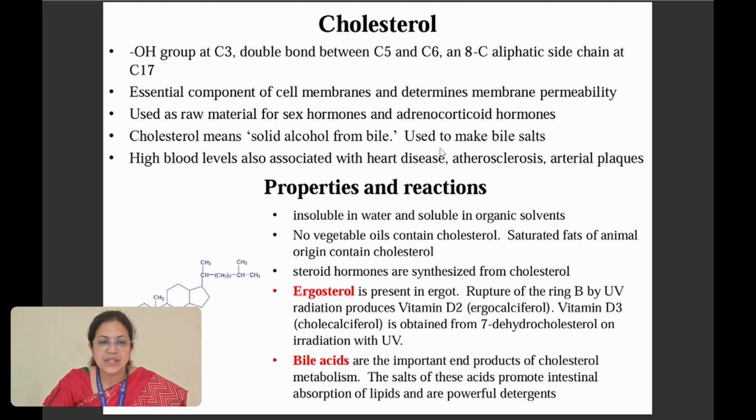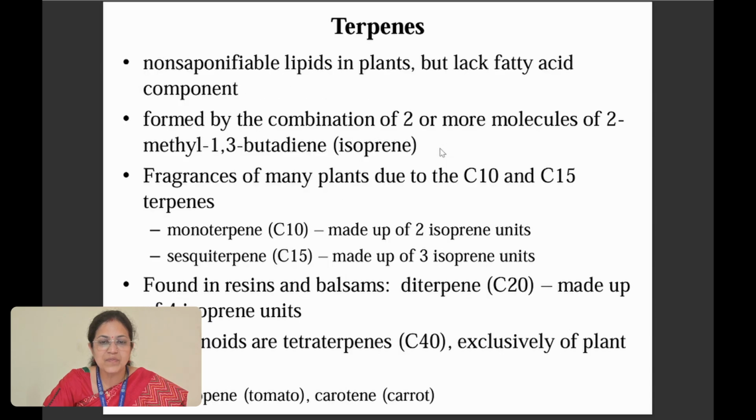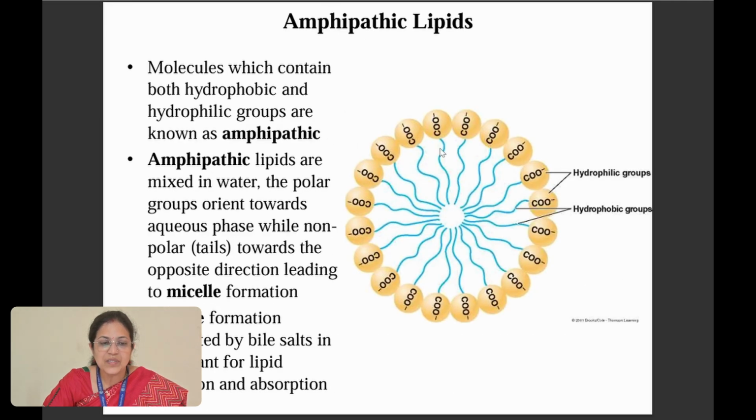Next is terpenes. Terpenes are non-saponifiable lipids in plants, and they are found in combination of 2 or more molecules of isoprene units. Then we come to an important property called amphipathic lipids. These are so called because they have both polar groups and a non-polar tail. The polar groups are situated towards the aqueous phase, while the non-polar tail groups are present in the opposite direction, forming micelles. Micelle formation is mainly by the bile salts, which are essential for lipid digestion and absorption.